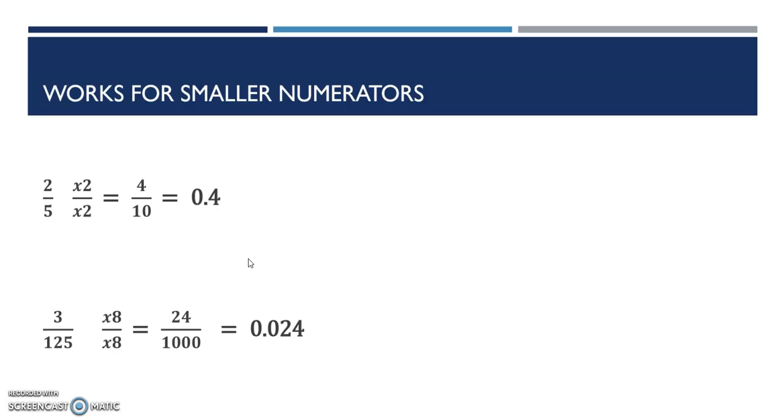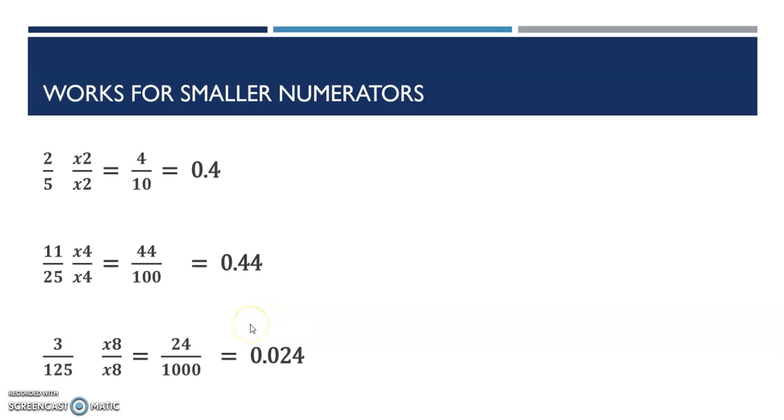And again, this will work with 125. So here we have our example 3 over 125, and you multiply both your top and bottom by 8, which gives us 24 over 1,000, and you'll move your decimal point 3 spots to the left and drop your 1,000. So here your answer is 0.024, and this will also work for dividing by 25.